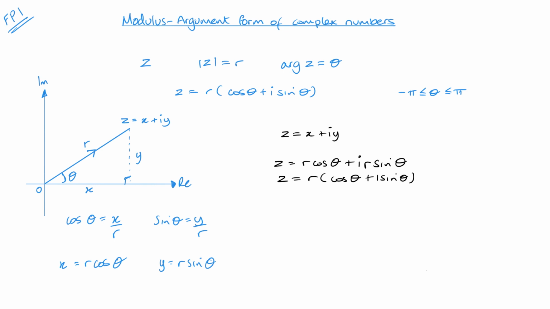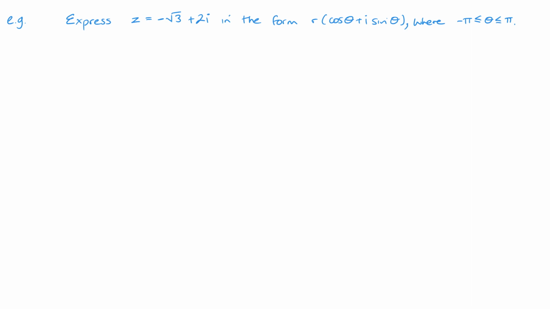So now let's have a little look at converting between different forms. With this example, you can see we want to express z equals minus root 3 plus 2i in the form r (cos theta plus i sine theta). When you're doing something like this, the easiest place to start is with a quick sketch of the Argand diagram. So in my case, minus root 3 is going to be to the left, and then 2 on the imaginary scale, so it's 2 up. So it's going to be something like this.